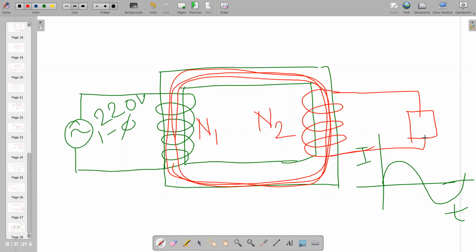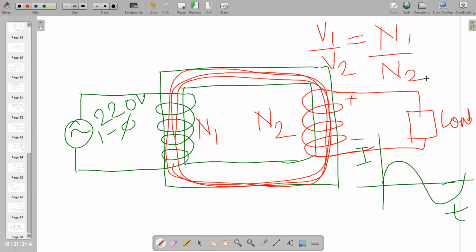So if 220 volt is supplied to the primary with N1 turns, what is the voltage produced across this load? Basically, what is the voltage induced in the secondary? That is given by V1 by V2, where V1 is the primary voltage, equal to N1 by N2. N1 is the number of turns in the primary and N2 is the number of turns in the secondary. This is an ideal case.